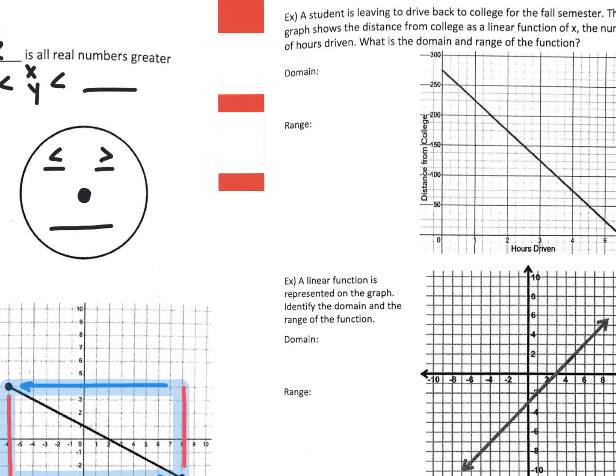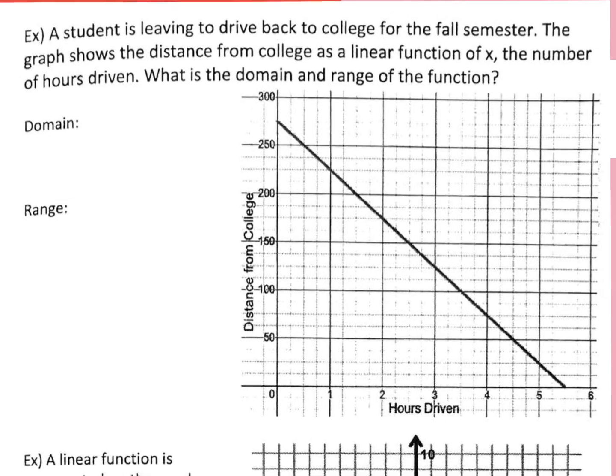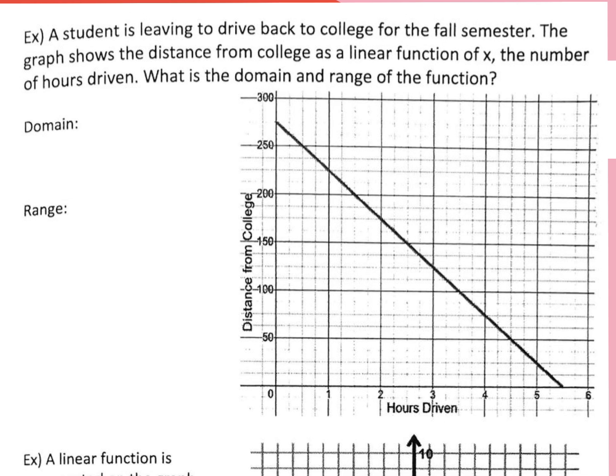So if we continue, here's another one. This one happens to have a word problem with it. Students leaving drive back from college for the fall semester. The graph shows the distance from the college as a linear function of x, the number of hours driven. What is the domain and range? So again, I'm going to draw my window. I apologize, my lines did not transfer very well. Hopefully they look better on your paper.